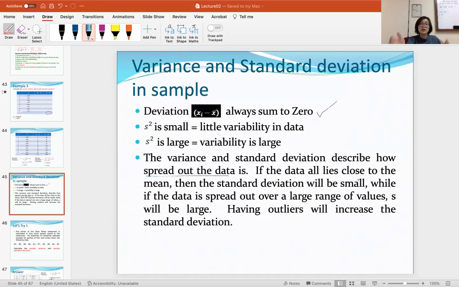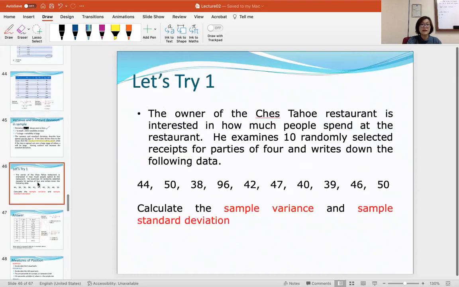If the data lies close to the mean, then your standard deviation is very small. If your data sticks together close to the mean, your standard deviation is very small. If your sample is spread very far away, so you even have an outlier, then your standard deviation will be very large. So probably you can just remove the outlier so that you can focus on the sample that you're looking at.